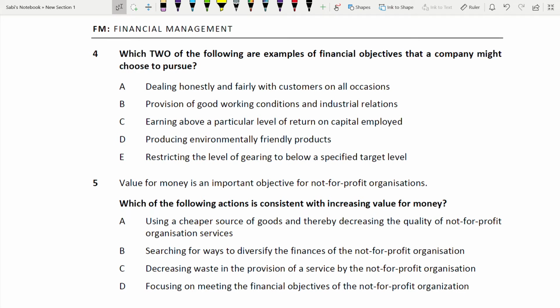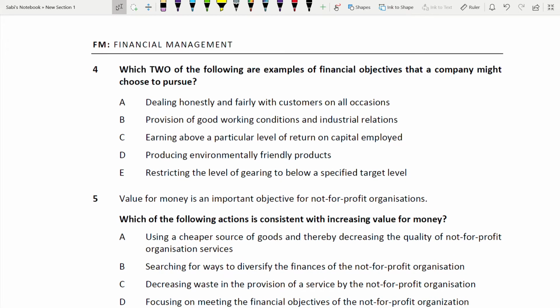Which 2 of the following are examples of financial objectives that a company might choose to pursue? Please underline the keywords. Number is 2. Examples of financial objective that a company might choose to pursue. Okay. So A, dealing honestly and fairly with customers on all occasions. Definitely not a financial objective. B, provision of good working conditions in industrial relations. No. C, earning above a particular level of return on capital employed. This looks correct, okay? Particular level.